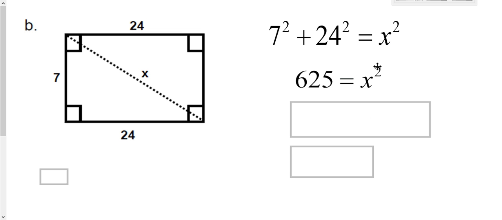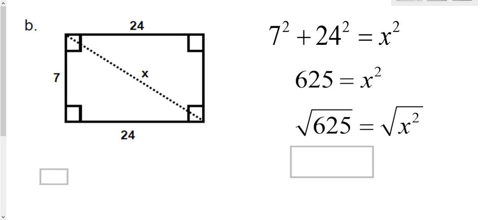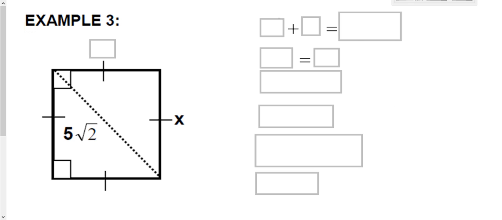Now again, we want x, not x to the second power, so we take the square root of both sides. So put that into your calculator. What is the square root of 625? We should get exactly 25. So this diagonal is 25. Take a look at our next example.